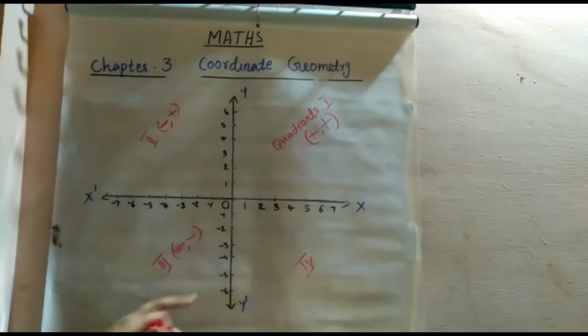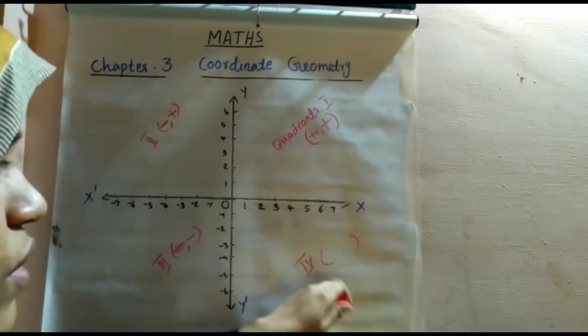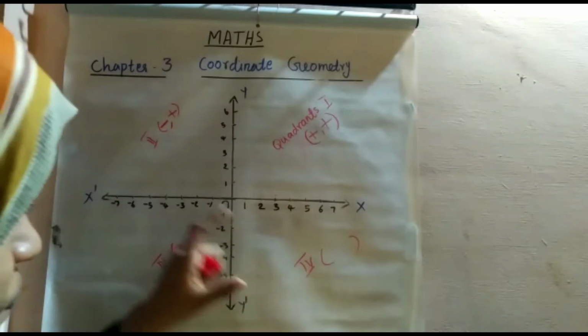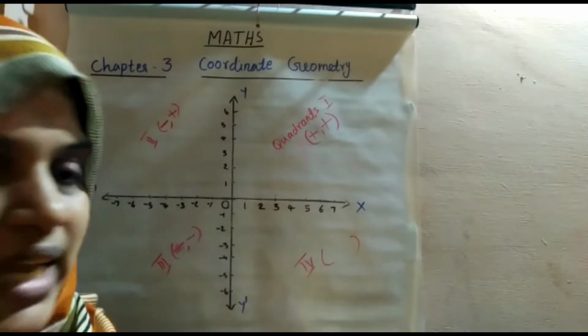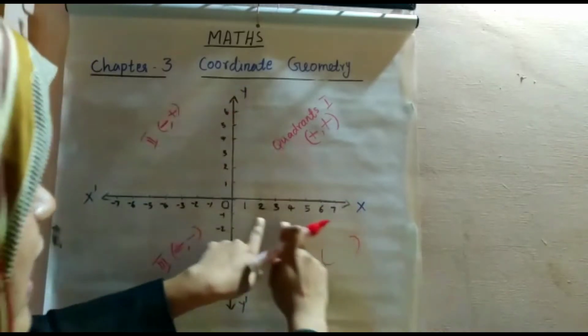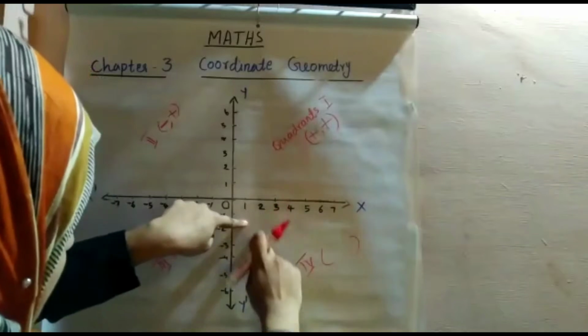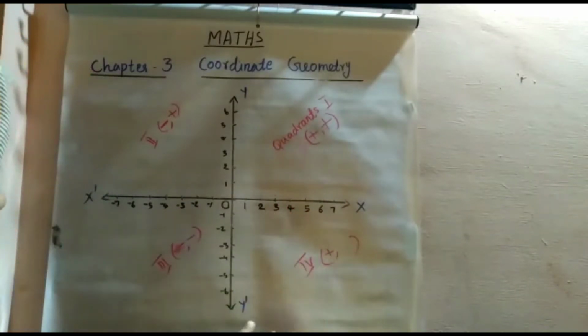y also negative, negative. Suppose our point P lies on the fourth quadrant. What will be the sign of the position of that point? Here we need to consider only positive x and a negative y. So x positive, y negative.